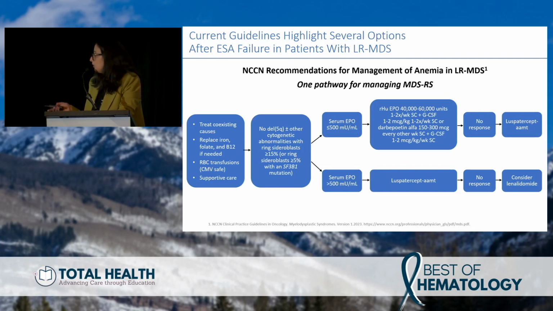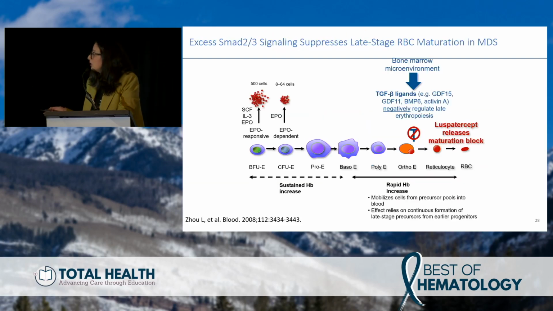If the serum EPO levels are already very high, you can actually consider luspatercept, and luspatercept may be even moving up to frontline here in the serum EPO low arm, so we'll talk about that a little bit. If you don't see a response with luspatercept here, you can consider lenalidomide, because even in del(5q) negative MDS patients, a small subset do respond to lenalidomide.